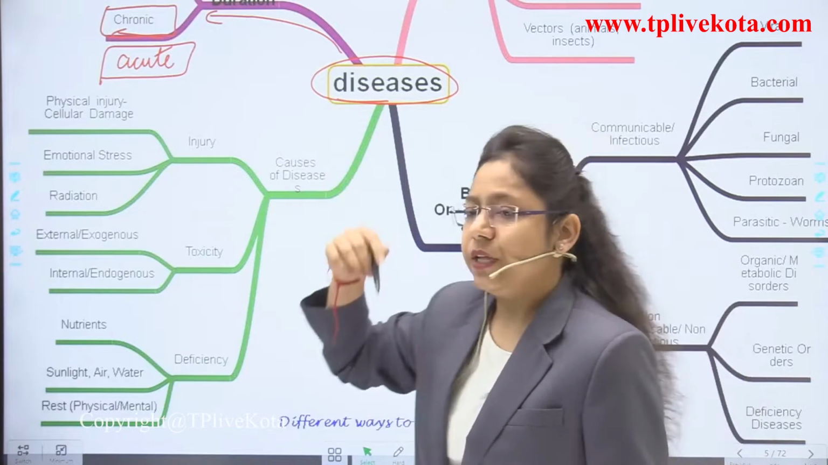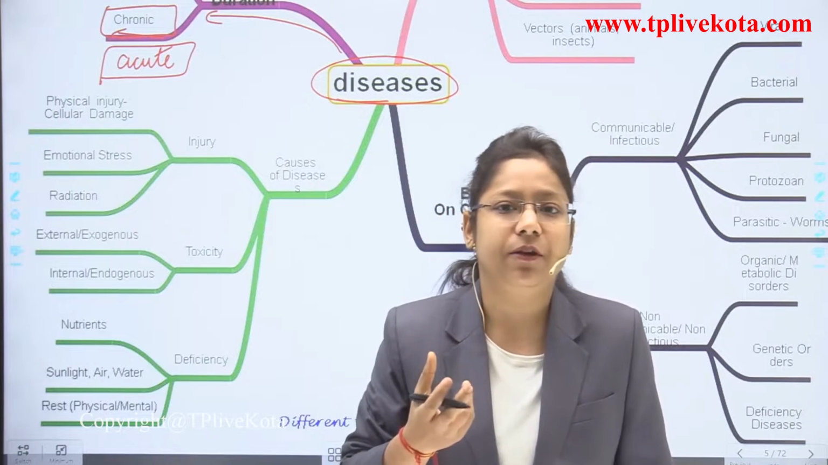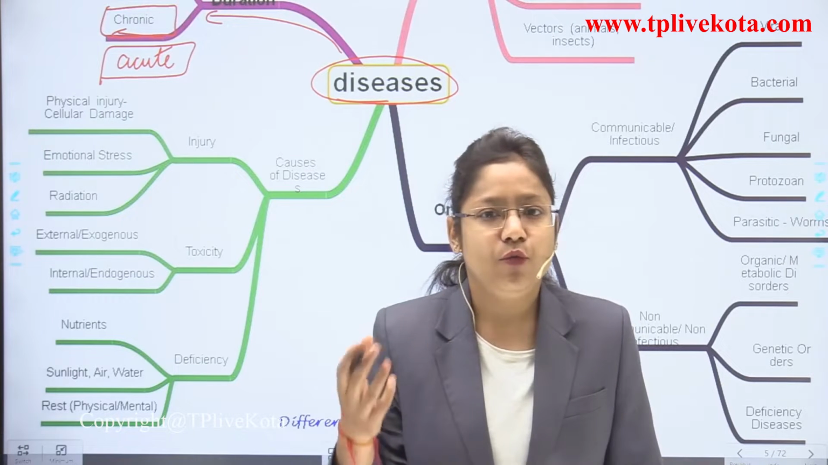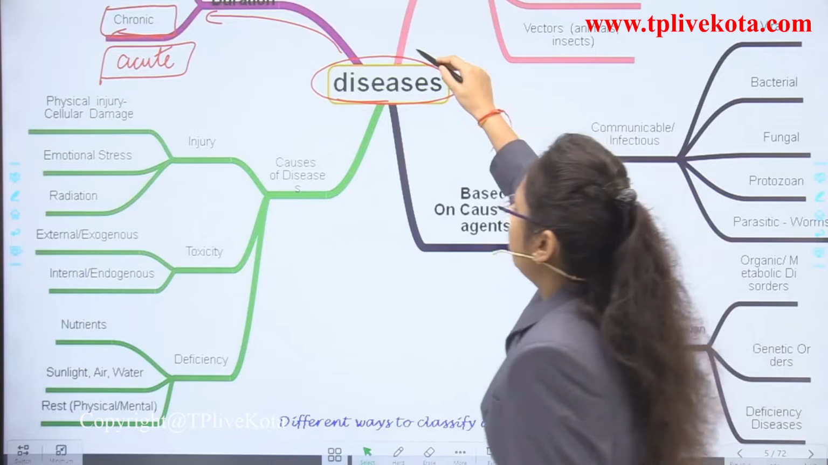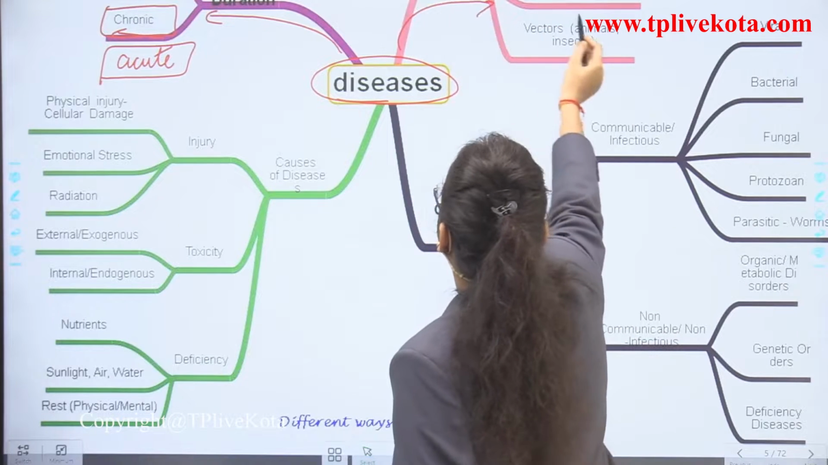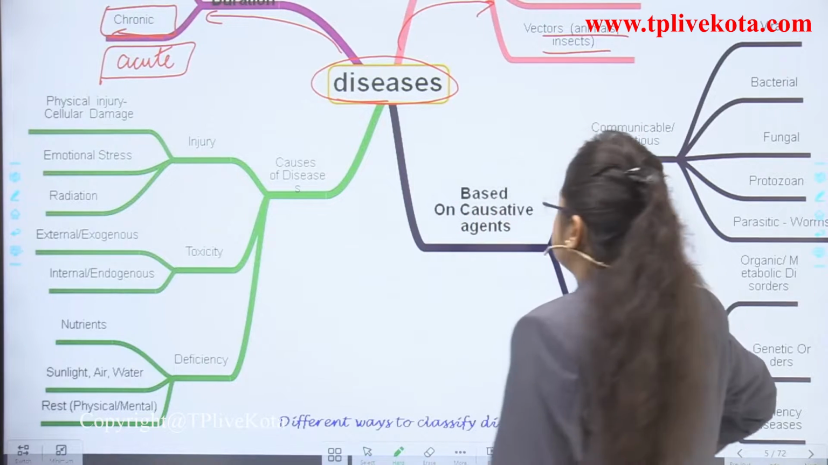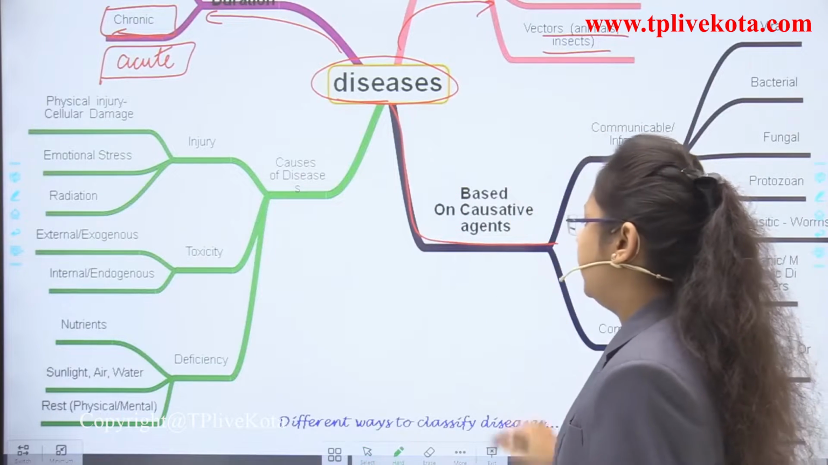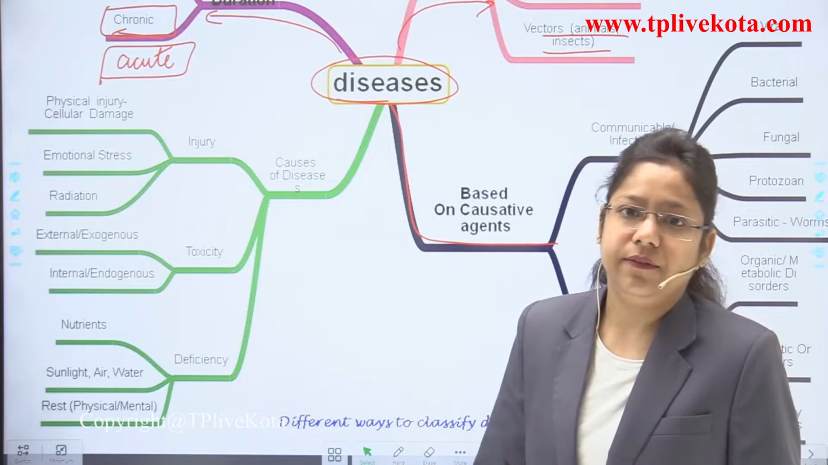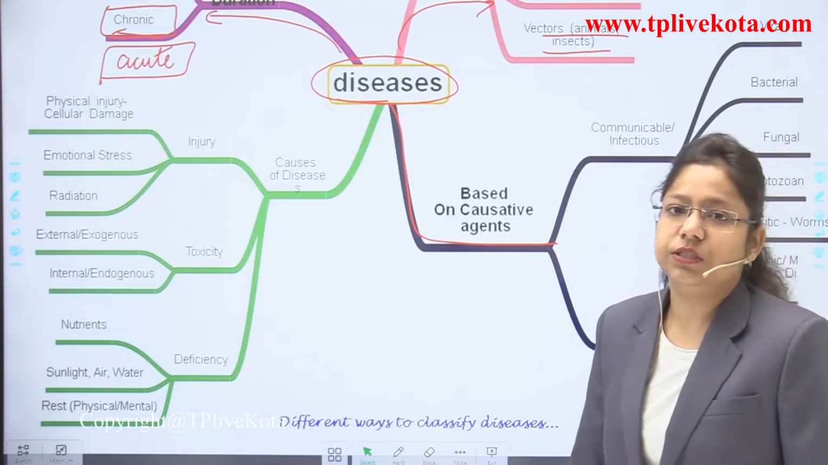But acute diseases remain only for a short span of time, like common cold, whooping cough, or fever. Now if we talk about the mode of infection, there must be vectors, animals or insects. Based on causative agents, there are some causative agents like microorganisms which cause different kinds of diseases.